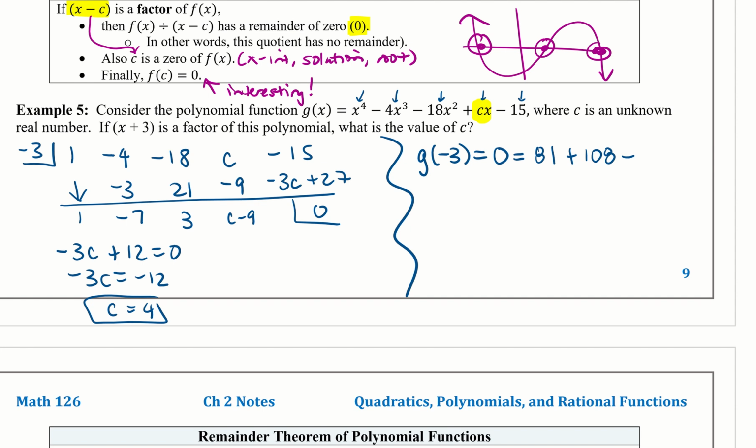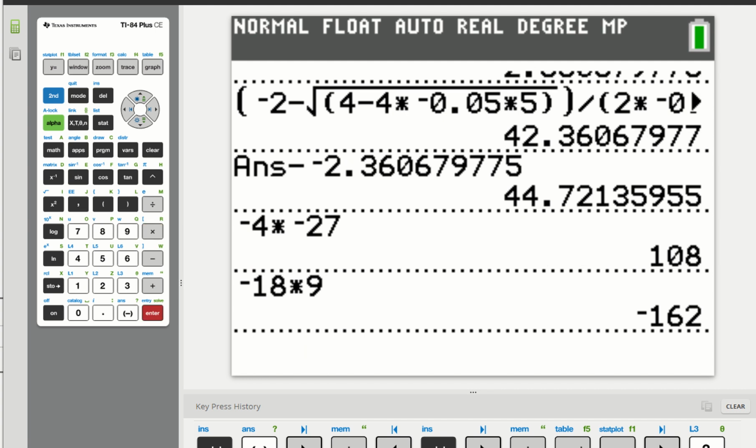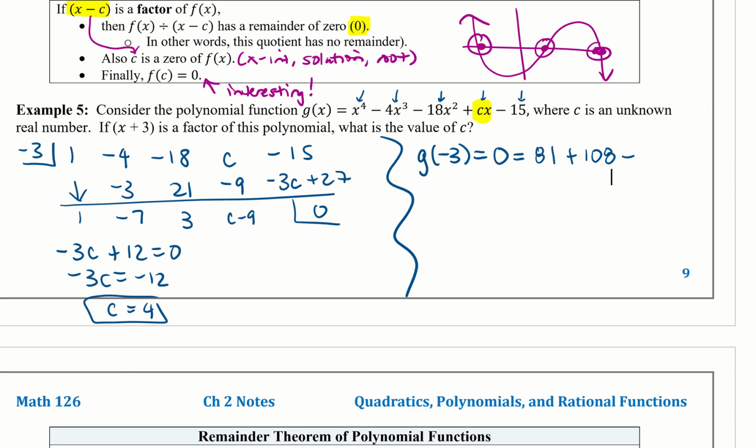And then minus 18 times negative 3 squared, or 18 times 9. I'm not really sure why I decided I needed to write this all out. I probably could have used the calculator a bunch more. Negative 162. And then remember, x is negative 3, so this is minus 3c and minus 15. And this is supposed to all equal 0. But it's just an equation I could solve.